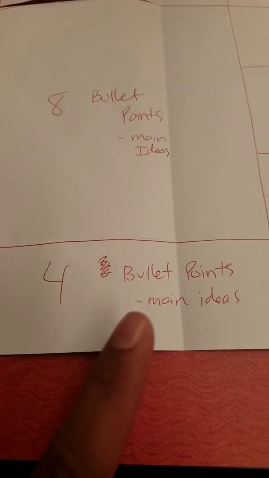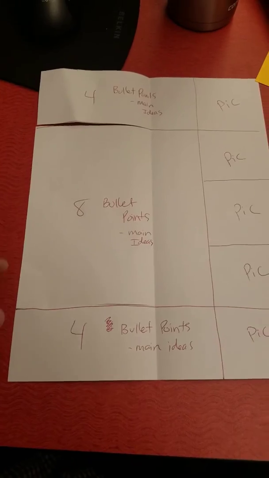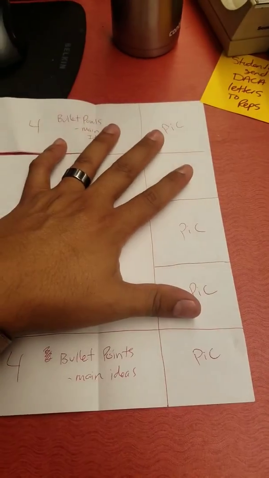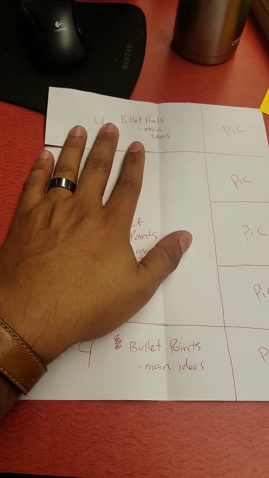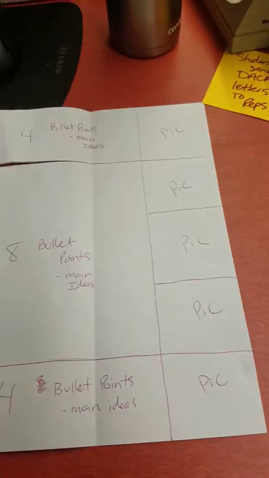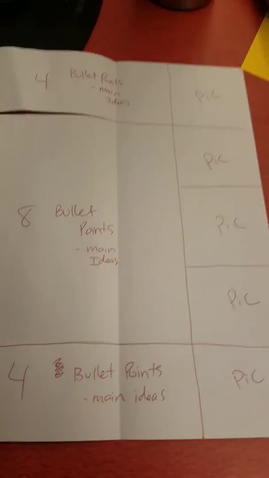And the last one is 4 bullet points. Once again, 4 main ideas. Out of the 4, you give me 1. So ultimately what you're going to have is 16 bullet points and 5 pictures. 16 of the most important ideas, you're taking these 16 ideas and you're giving me the 5 most important ideas in those pictures. And that's how you're going to do a cutout.